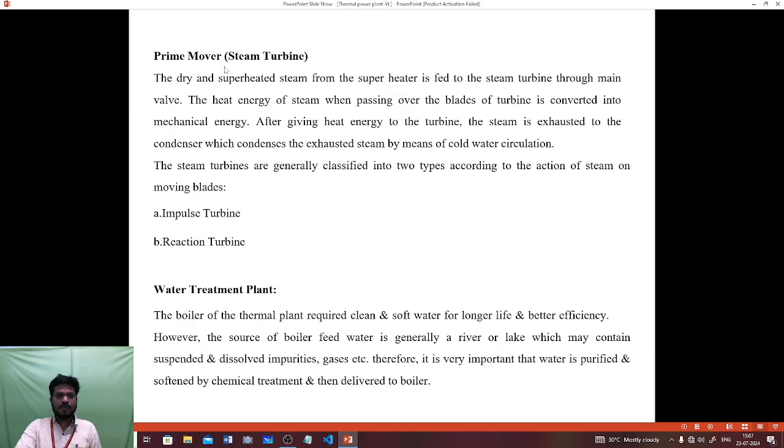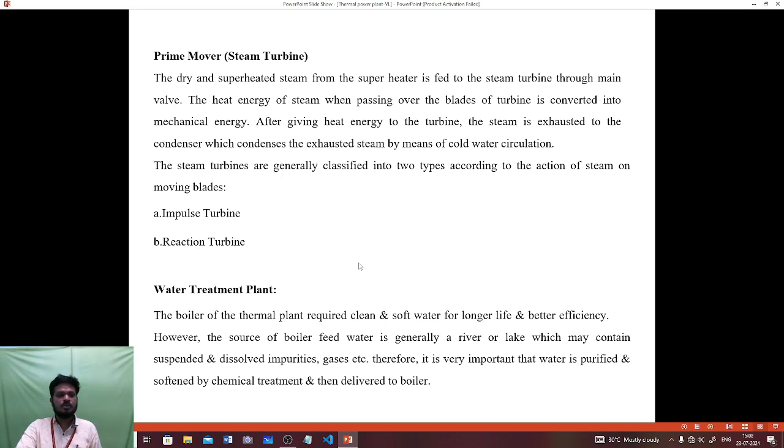Next, we are going to see about the prime mover, which is also called a steam turbine. Dry and superheated steam from the superheater is fed to a steam turbine through the main valve. The heat energy of the steam, when passing over the blades of the turbine, is converted into mechanical energy. After giving up heat energy to the turbine, the steam is exhausted to the condenser, which condenses the exhaust steam by means of cold water circulation. The steam turbine is generally classified into two types according to the action of steam on moving blades: number one, impulse turbine, and number two, reaction turbine.